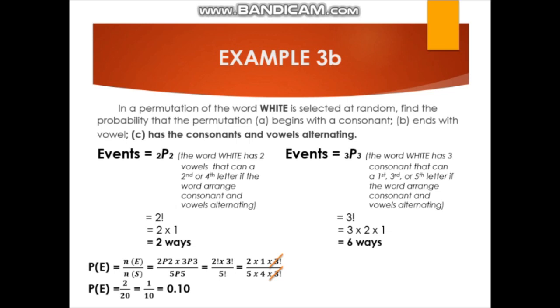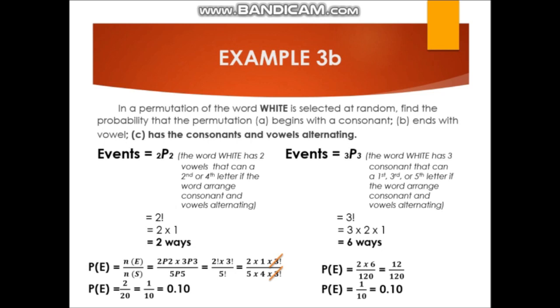Or simply 0.10. Or pwede rin naman natin siyang isolve like this. We have 2 times 6 divided by 120 which is equivalent to 12 over 120 or simply 1 over 10 or 0.10. Okay? So, ibig sabihin, ang probability of an event of getting arrangement in which consonant and vowels are alternating is 0.10. Okay, that's it.